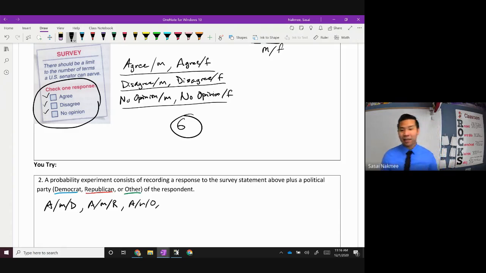So can you guys do that and type into the chat for me? What do you guys think the total count is going to be for this sample space where they agree, disagree, no opinion, they're either male or female? And the last one is if they're a Democrat, Republican, or other. Can you guys tell me what the count is going to be for the total sample space for this one?